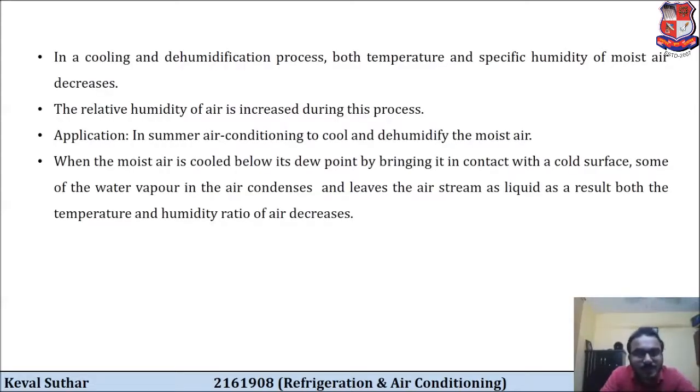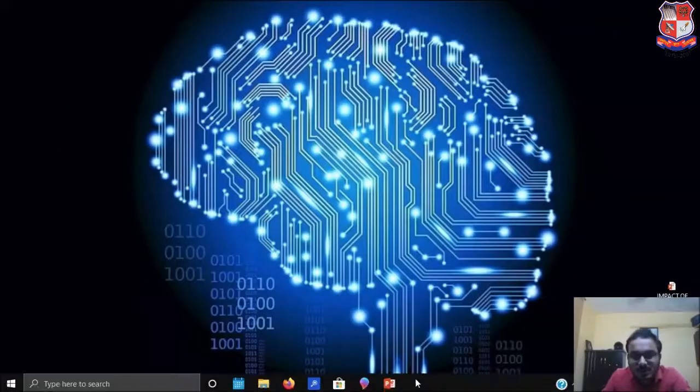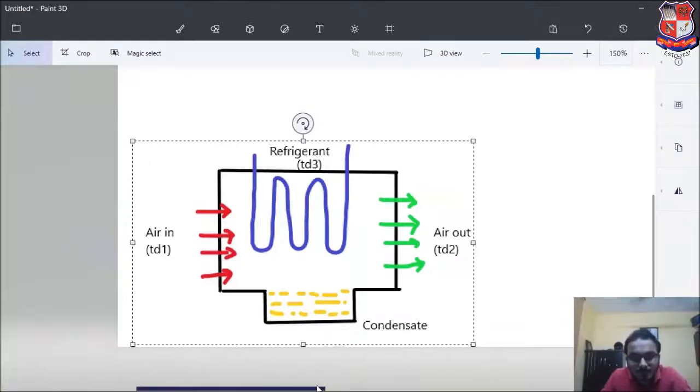When the moist air is cooled below its dew point temperature by bringing it in contact with a cold surface, some of water vapor in air will condense and leaves the air stream as a liquid. As a result, both temperature and humidity ratio decrease. Now we will go into energy balance. So first of all, we will draw this process on psychrometric chart.